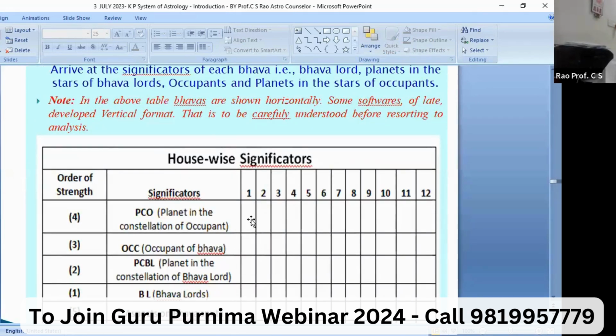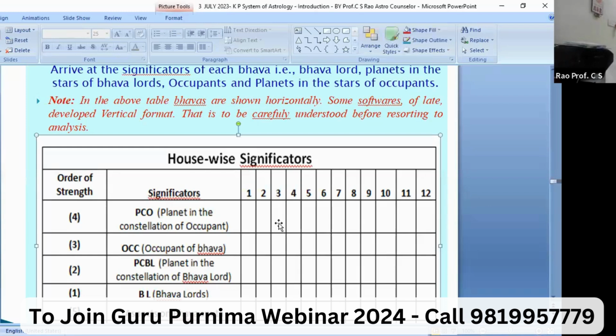This is also nil. But in the case of the third, there are two planets. Two planets have 6 stars. Out of the 6 stars, if there is any planet, that is marked here. That planet X and Y are written here. That is the item 4. Like that, all the 12 are to be filled up.